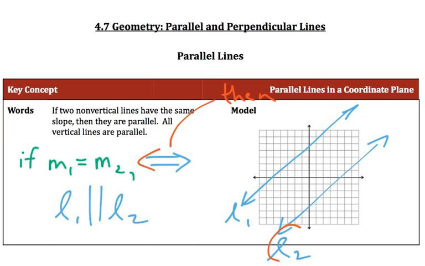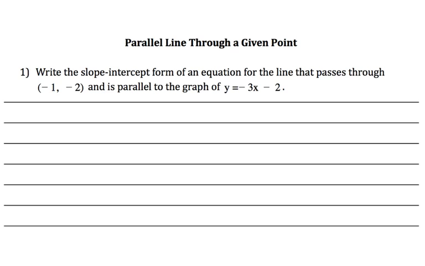Now, the other thing we know is there is a little bit of a need to point this out. Well, vertical lines don't have slope. Their slope is undefined. So if I knew that one line was vertical and another line was vertical, I would also be able to say they're parallel. All vertical lines are parallel.